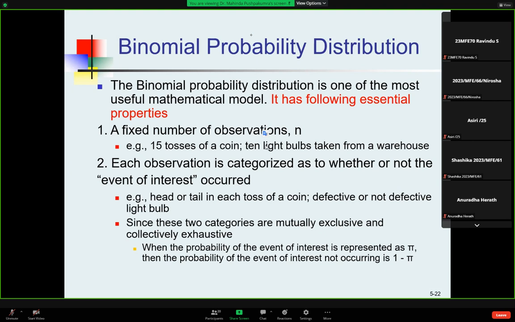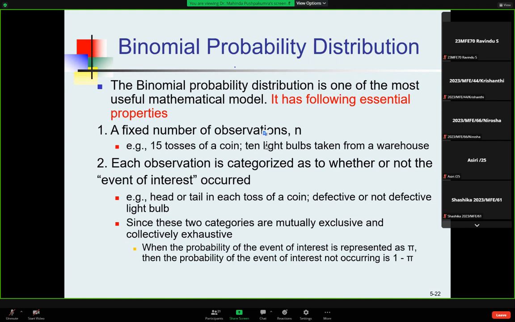Then first you should know the properties of binomial distribution. These are the essential properties of binomial distribution. The first one is a fixed number of observations. That means if you want to apply binomial distribution, there should be a fixed number of observations.